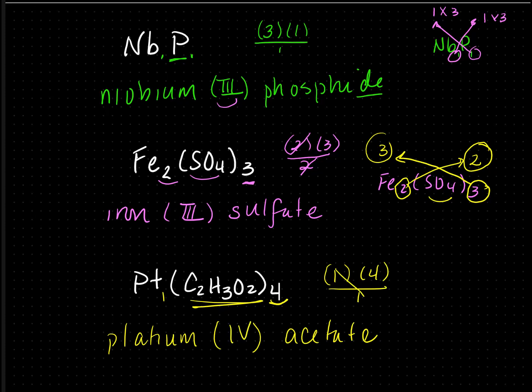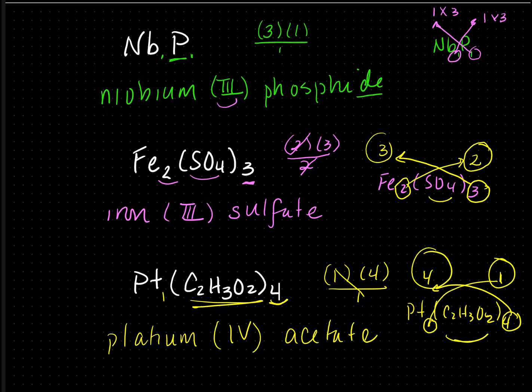Let's do it the other way. So Pt, C2H3O2, 4. The 4 at the acetate came from the platinum. Platinum has a subscript of 1. This 1 came from the acetate. If I look up the charge of the polyatomic, the charge of acetate is 1, so that means the charge of platinum is 4.